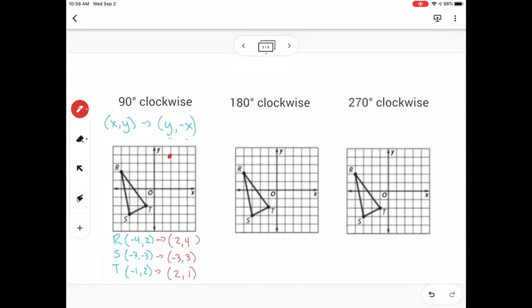And then graph your new points. 2, 4. -3, 3. And 2, 1. And connect the dots.